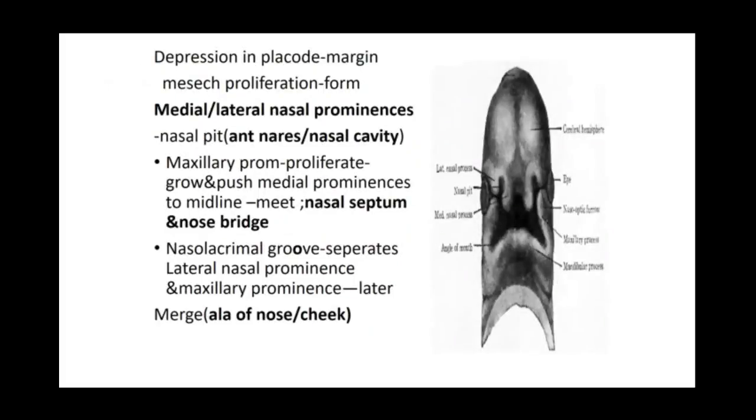Then a depression in the placode, the margins, the mesenchyme proliferate from the medial and the lateral nasal prominences. In the center, you have this depression, which is the nasal pit or the anterior nares or the nasal cavity. The maxillary prominence proliferates from the side, it pushes the medial prominences to the midline to meet, and you get the dorsum plus the nasal septum. The nasolacrimal groove is going to separate the lateral nasal prominence and the maxillary prominence. Later they merge and the ala of the nose is formed and the cheek is formed.